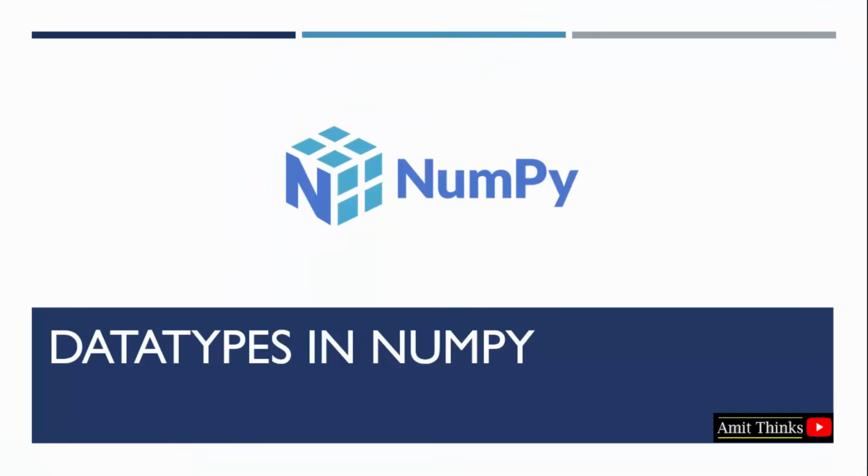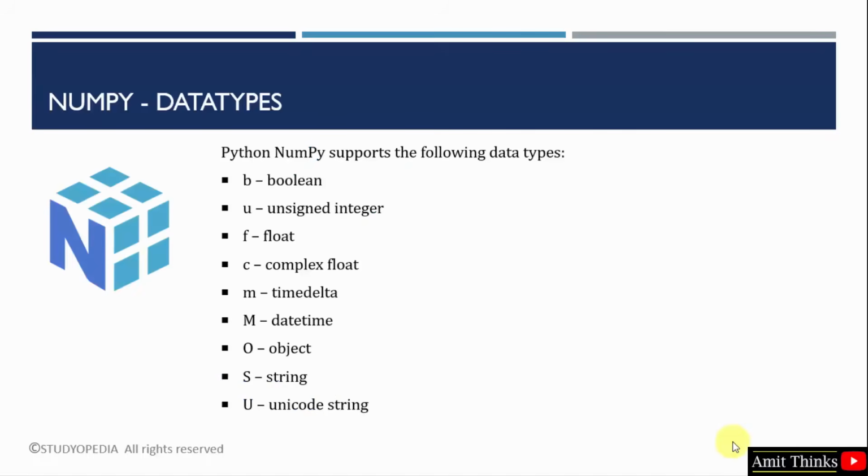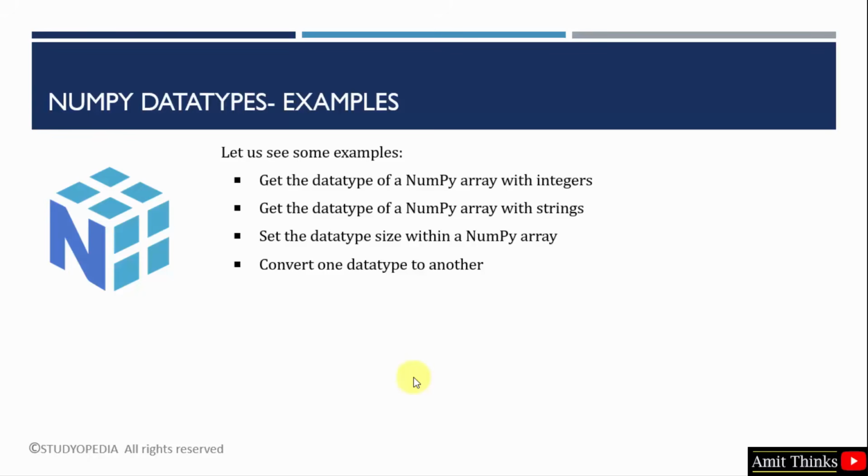In this video we will learn about the data types in NumPy. Consider data types as a collection or categorization of data items. For example, we can have string data types, integer data types, boolean data types and others. In NumPy, the following are the data types. We have b for boolean, u for unsigned integer, f for float, and others are also visible, like for string we use S.